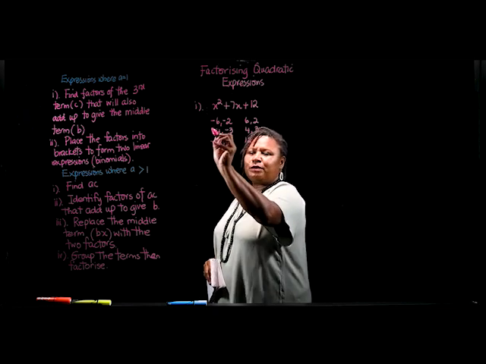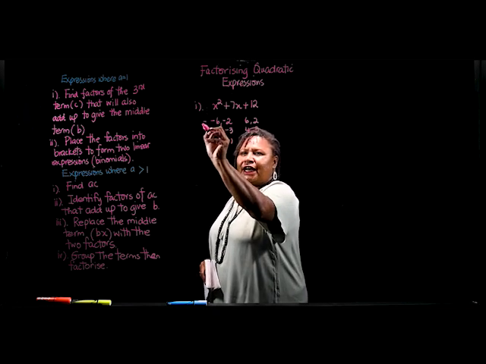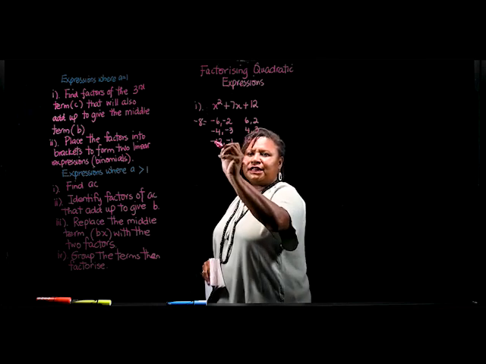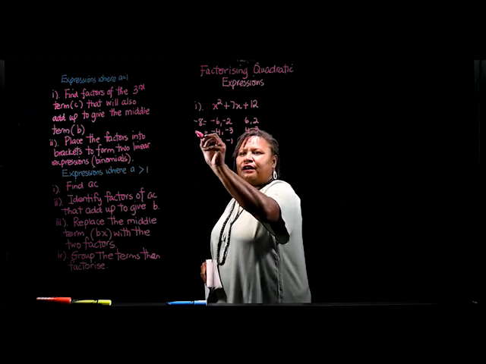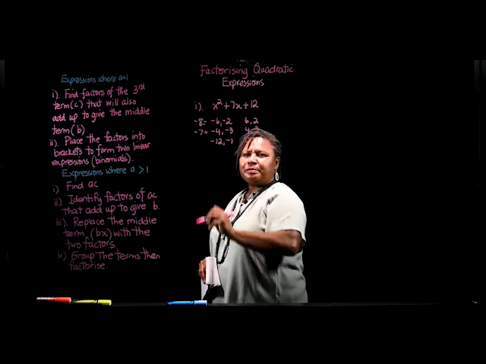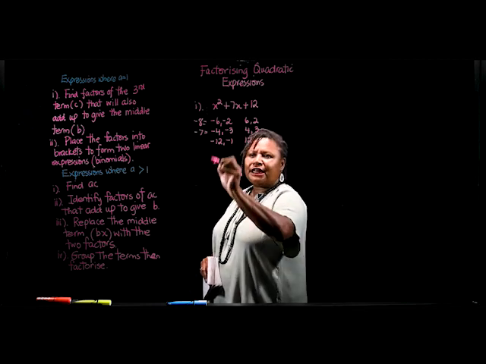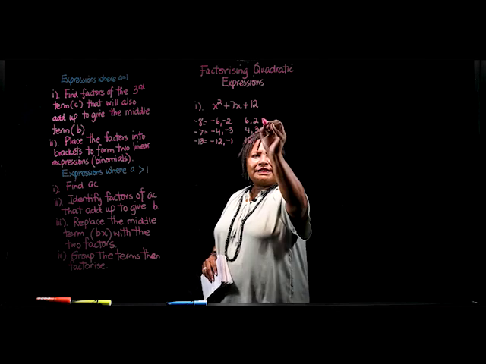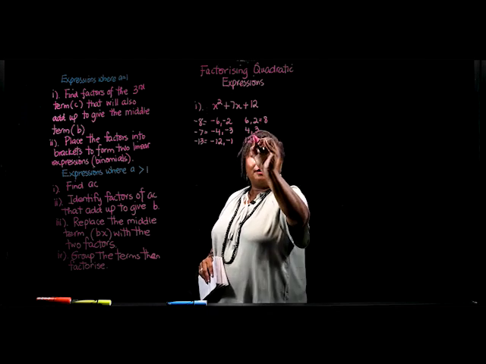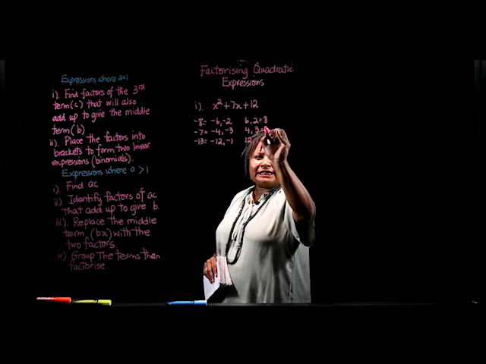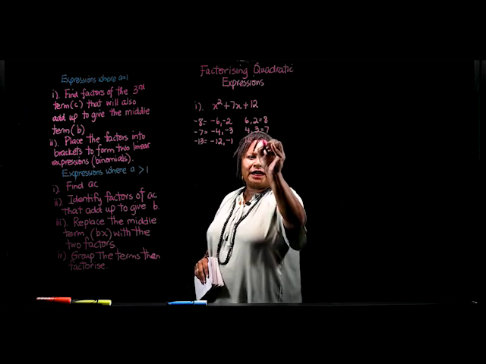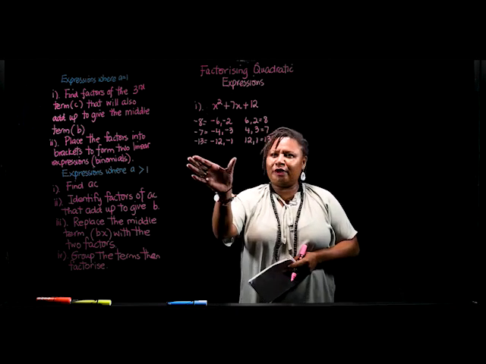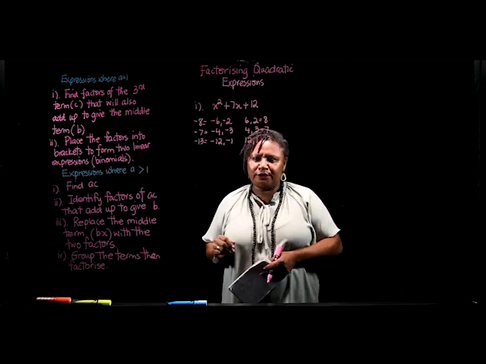Now, negative 6 plus negative 2 will give us negative 8. Negative 4 plus negative 3 will be a sum of negative 7. Negative 12 plus negative 1 is negative 13. 6 plus 2 is 8. 4 plus 3 is 7. And 12 plus 1 is 13. Now, you've probably already identified the factors we are going to use.